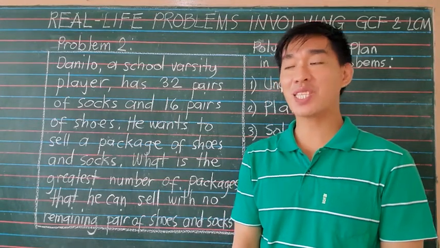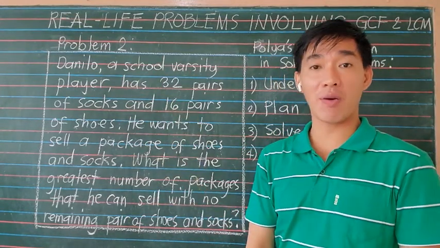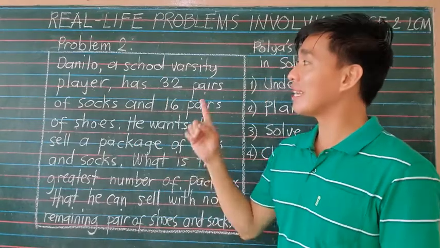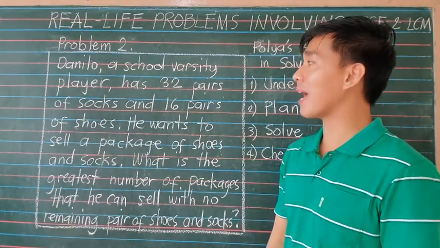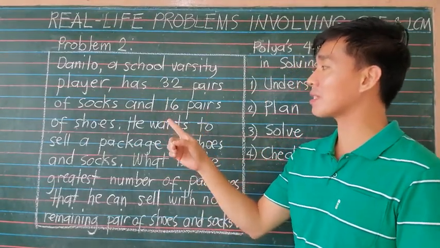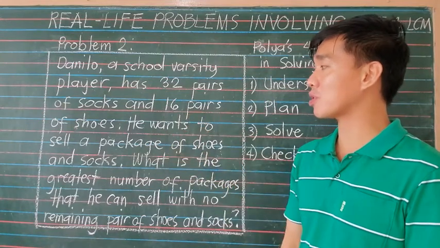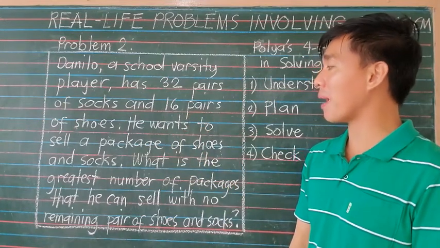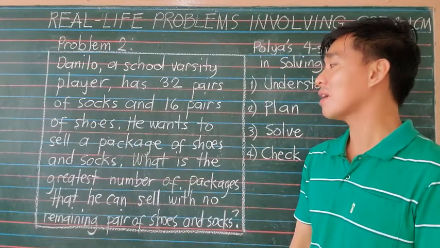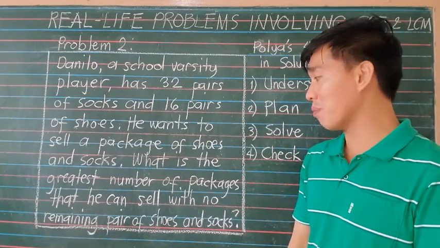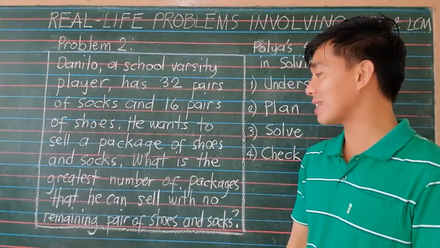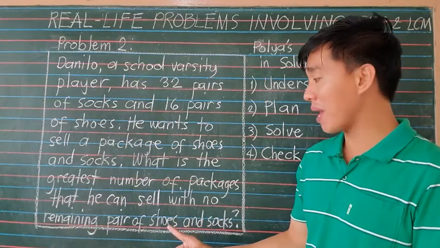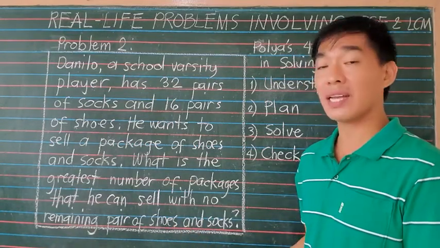Let us now proceed to our problem number 2. And our problem number 2 is, Danilo, a school varsity player, has 32 pairs of socks and 16 pairs of shoes. He wants to sell a package of shoes and socks. What is the greatest number of packages that he can sell with no remaining pair of shoes and socks?